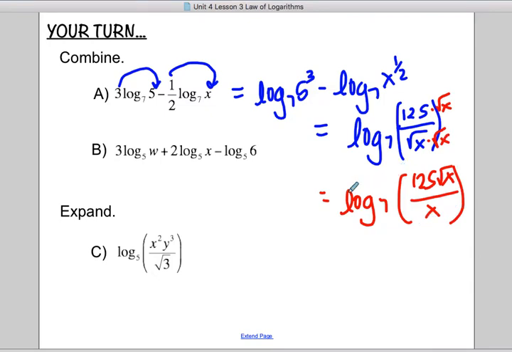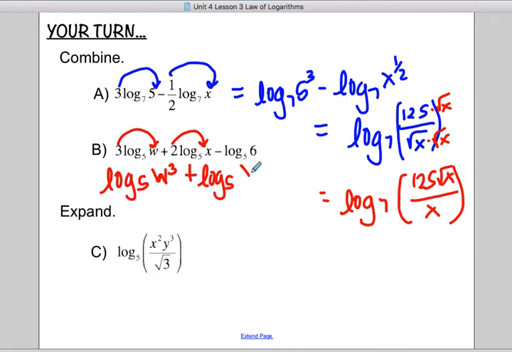Okay. Same thing here. Take and put our exponents back where they belong. Then I would have log base 5 of w to the third plus log base 5 of x to the second minus log base 5 of 6. One thing I'll say is make sure your logs are all the same. They have to be the same log base in order to put them together.